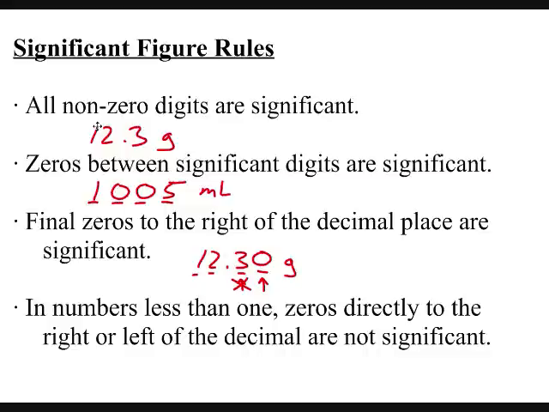And then finally, for numbers that are less than 1, zeros directly to the right or left of the decimal place are not significant. So in numbers perhaps like 0.0025 kilograms, for instance, the zeros here are just placeholder values. They're there because we can't write down 0.25. We have to have the zeros there in order to represent the value of the number. So those are not going to be significant digits. So the only digits that we have here that would be significant are the 2 and the 5. So there would be 2 significant figures in this value.